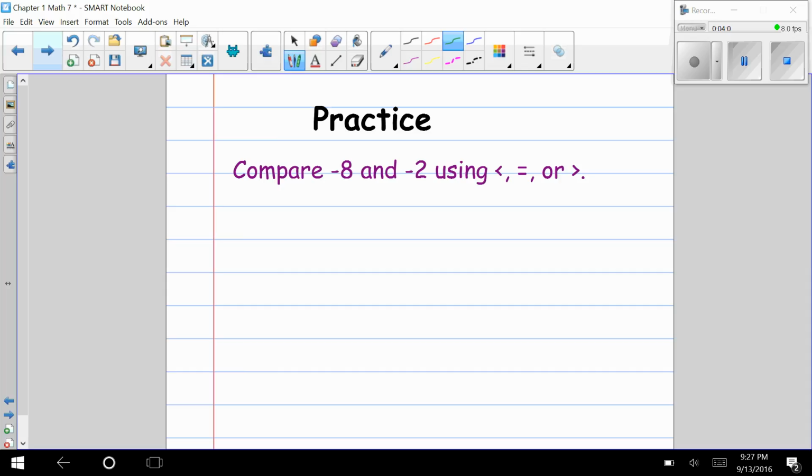So try this. Compare -8 and -2. Your solution should be that -8 is less than -2. Do not let the fact that 8 is bigger than 2 trip you up. -8 is further left on your number line, so it is smaller.